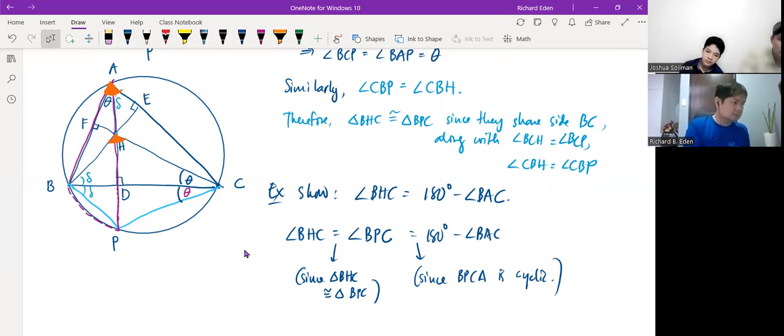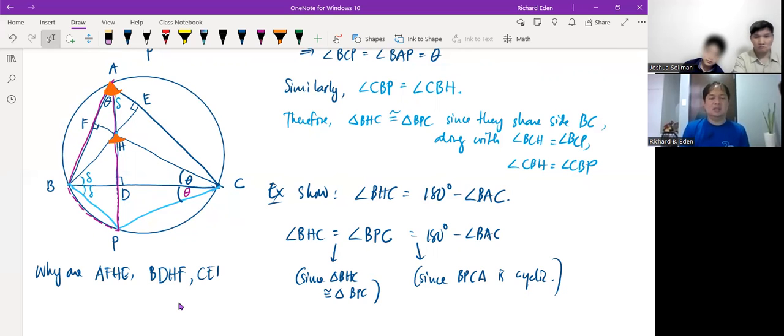Okay. Tapos, okay. AFHE, BDHF, and then CEHD, all cyclic. Why are each of these three quadrilaterals cyclic quadrilaterals?